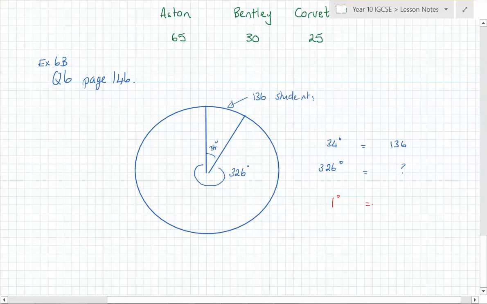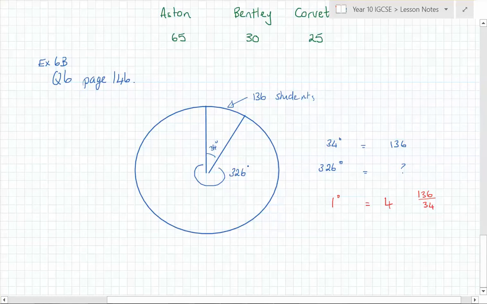So if 34 degrees is 136 students, what have you got to do? Yeah, divide by what? I've got to share 136 students by 34 degrees. Now figure out how many students go with each degree. 4. So it's 4. So 1 degree is 4 students. So there's a useful thing.